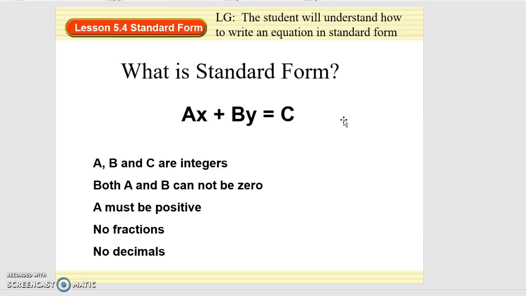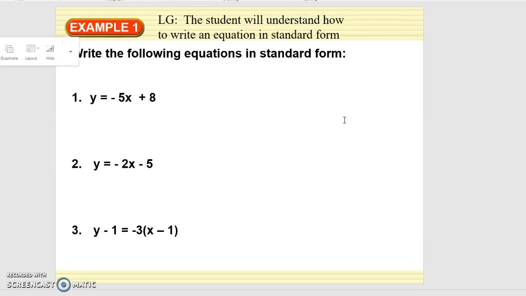All right, so let's look at how we convert. We're going to start off kind of easy, and convert slope-intercept into standard form and see what it looks like. Write the following equations in standard form. Basically we want x and y on one side together, and we want the number on the other side. On this first one, we have y equals negative 5x plus 8.